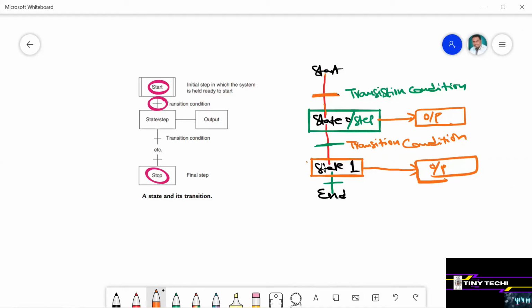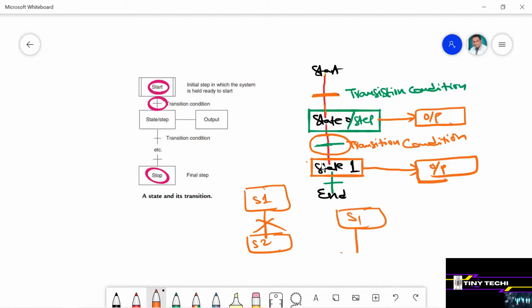Two states are never directly connected; they must always be separated by a transition condition. It does not look like this: state 1 and state 2 cannot be connected directly. Okay, these are wrong. There must be a transition condition between the two states. Only then can it transfer the condition from state 1 to state 2.